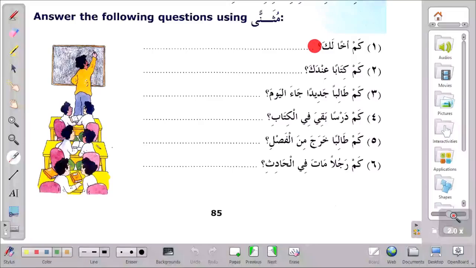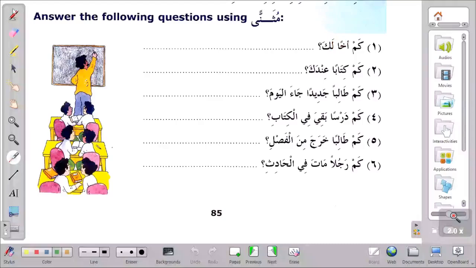So how do I answer it? I'll say I have two brothers. In all the answers, use two. That's what they are saying. So kam akhan laka, you are going to say indi akhawani. I hope that is clear.